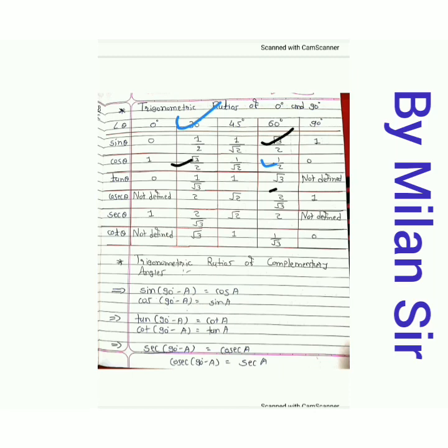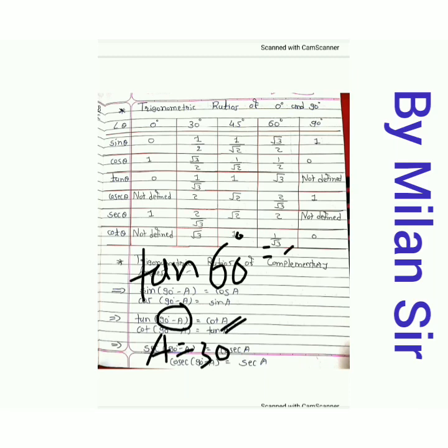Same thing you can find in tan and cot. Again put A equal to 30. So here 90 minus A, 90 minus 30, that means 60. Here put the value of A, that means cot 30. So tan 60 is root 3 and cot 30 is root 3, both are the same. This is called complementary functions.